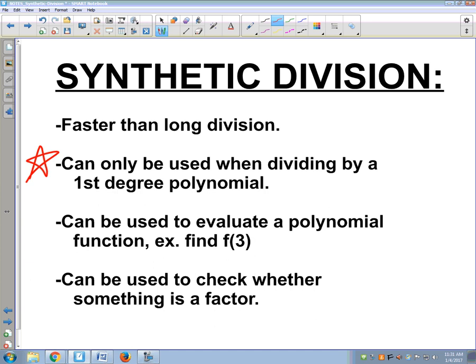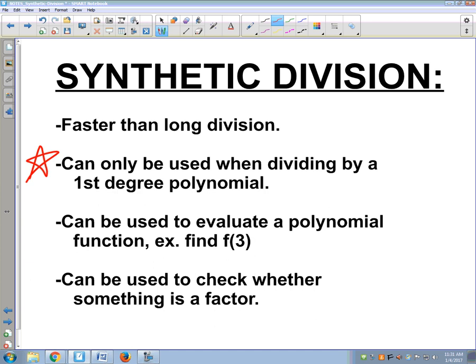So yeah, let me show you synthetic division. We're going to talk about these last two bullet points tomorrow. I'll show you how you can use this to evaluate a polynomial function. So here's that function stuff again. And I'll show you how you can use it to check whether something is a factor. But for today, let's just make sure that we're all good with the mechanics of synthetic division.